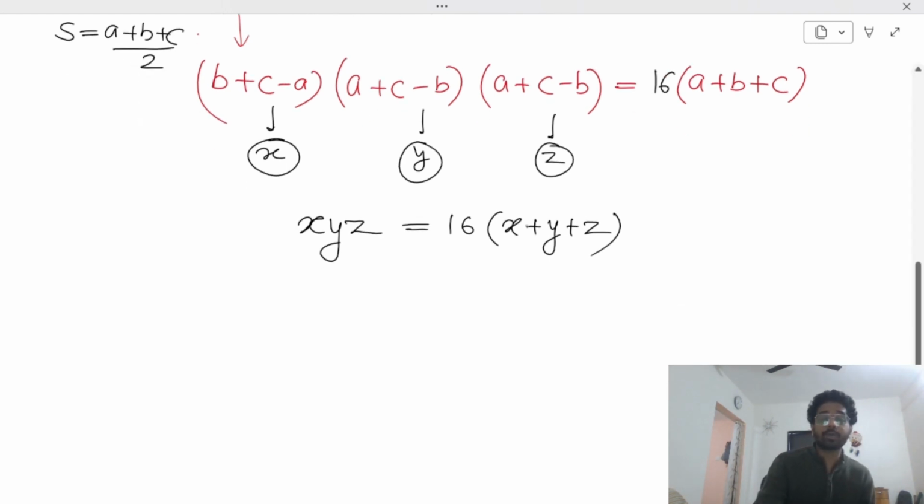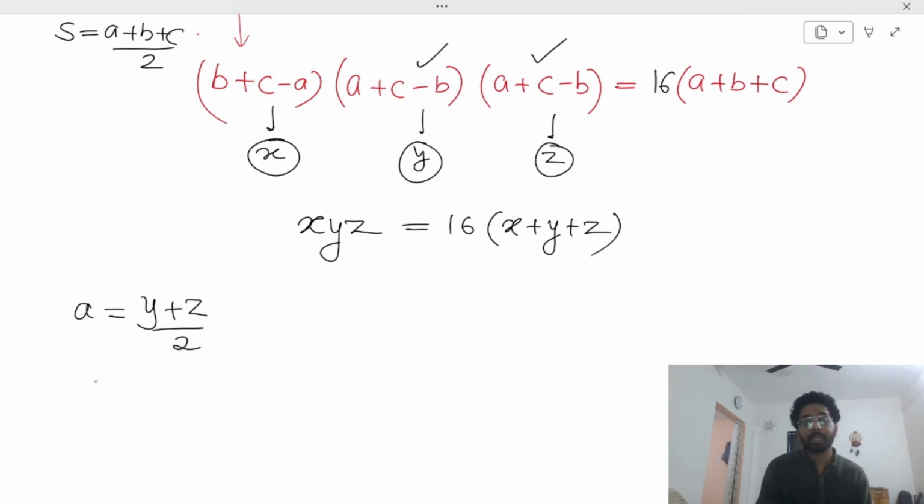Apart from that, we are going to have one more conclusion: if I add these two, I am going to have the value of a as y plus z by 2. And I'm going to have b as, if I add this one and this one, first one, last one.